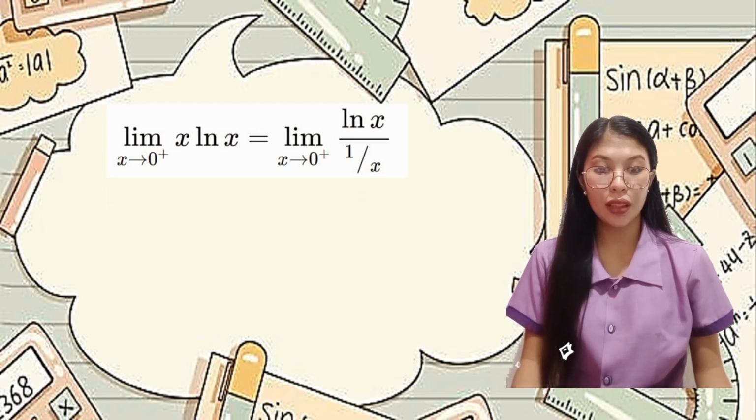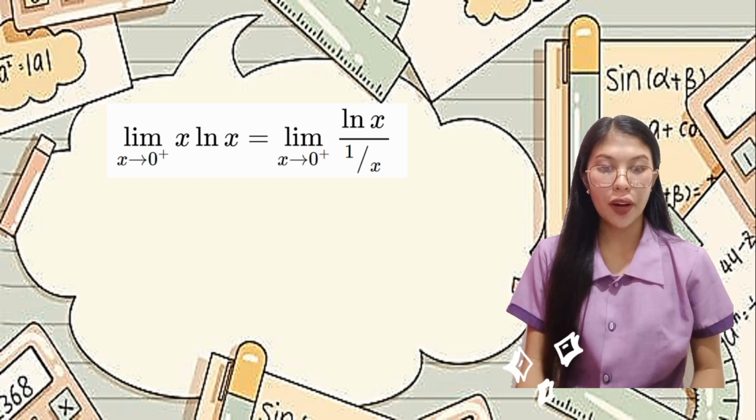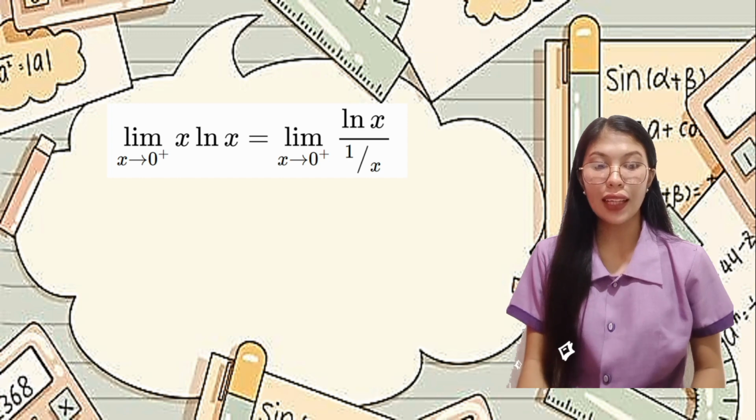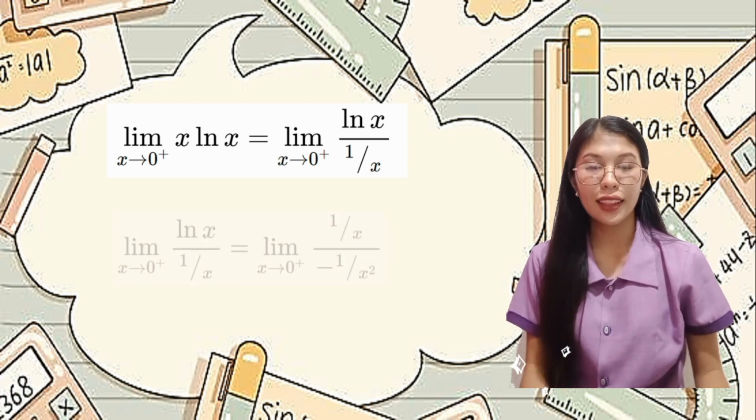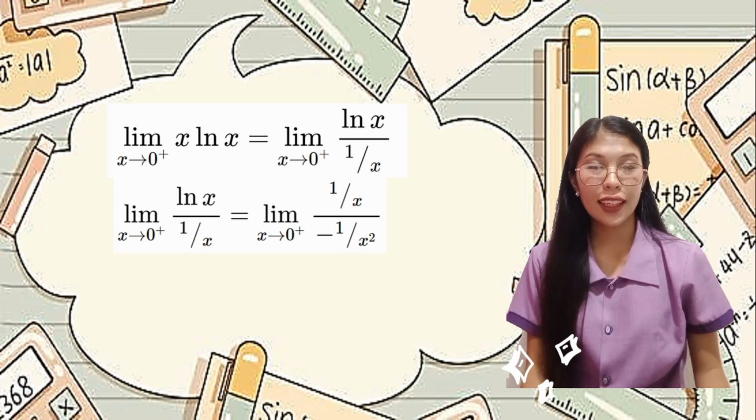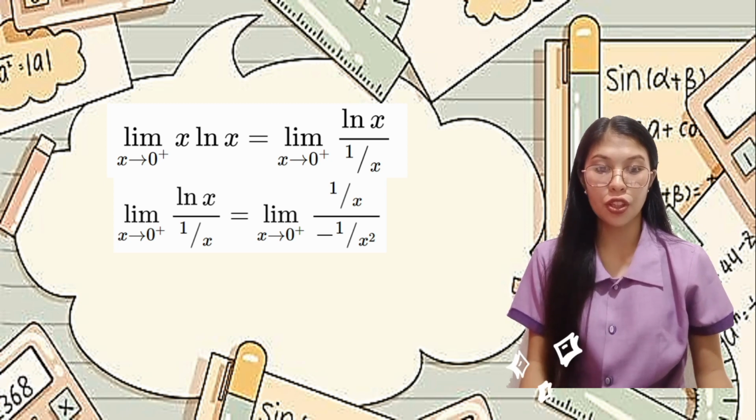So, we have our limit of x ln x as x approaches 0. We rewrite that as ln x all over 1 over x. The function is just the same, just rewritten. And the limit is now in the form of negative infinity over infinity. And we can now use L'Hopital's rule. So we have the function 1 over x all over negative 1 over x squared.